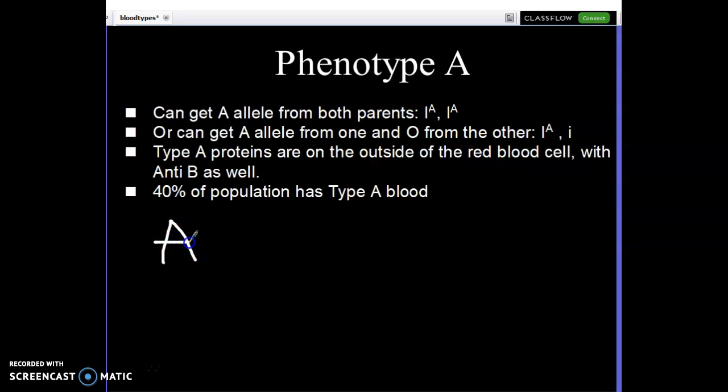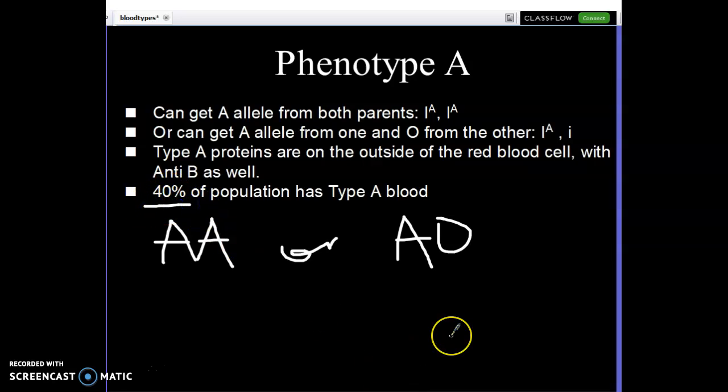Okay, so let's go over type A, which is the one that I said I have. You could get an A from both parents, or you can get an A from one parent and an O from the other. So this will show up as type A blood if someone were to type me. I can't tell if it's this one or this one. But this is homozygous A, because they're the same. This is heterozygous A, because they're different. So I have no way of knowing which one of these I have, and neither do the other 40% of the population. So A is pretty popular. About 40% of the people in the world have type A blood.